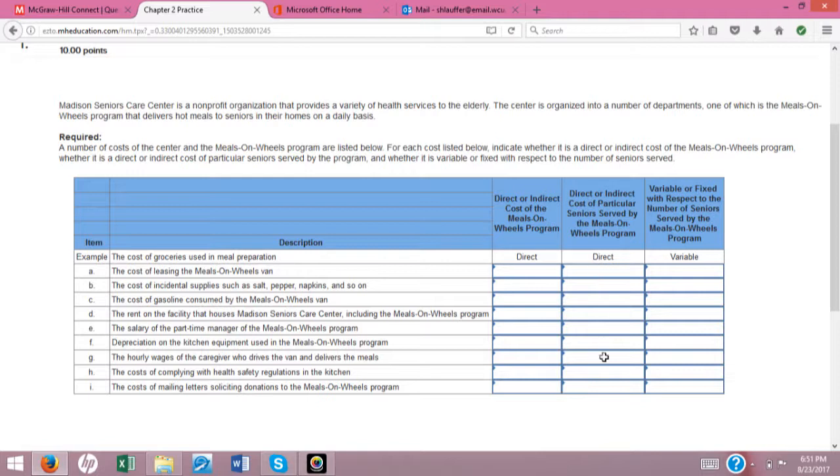My hint for this column is there are a couple of these that can be either direct or indirect. So if you're not sure, it might be that it is, because it could be either. And there are actually 2 that are either direct or indirect.